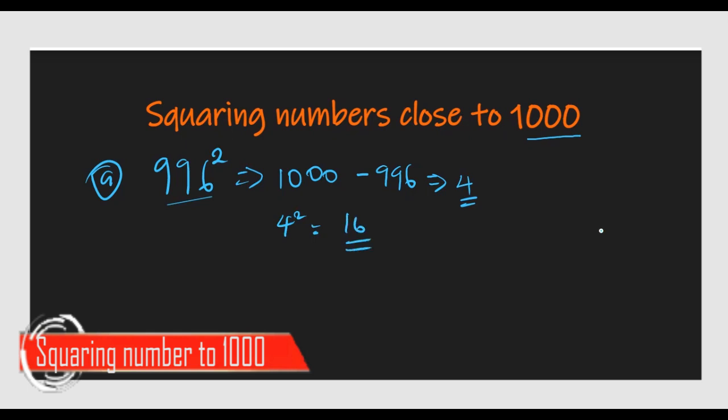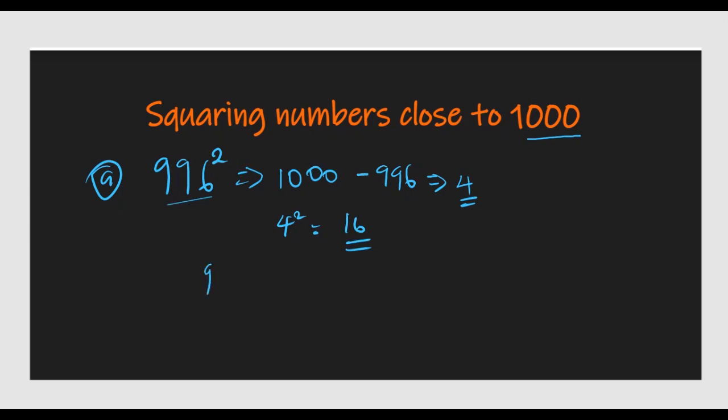Then we say 996 minus the same 4 that we have here. That gives you 992. Since this is in thousands, we just add a 0 and then 16. So 992,016 becomes your answer. And it's not because we multiplied 996 by 996, but because we knew the logic and the secret behind it.